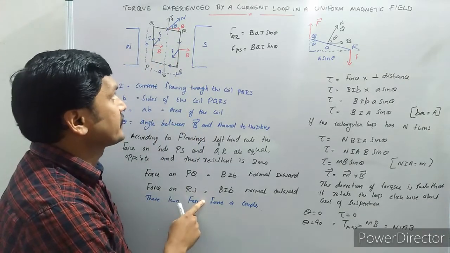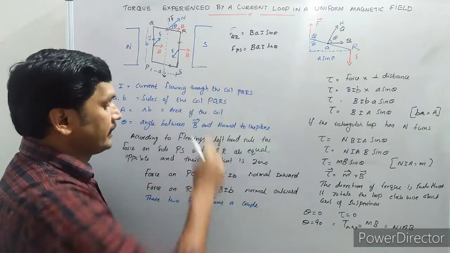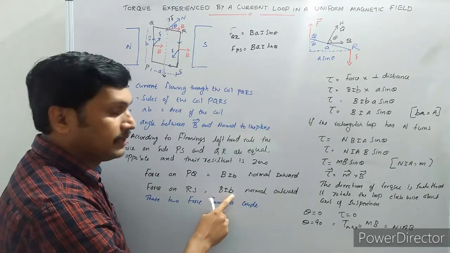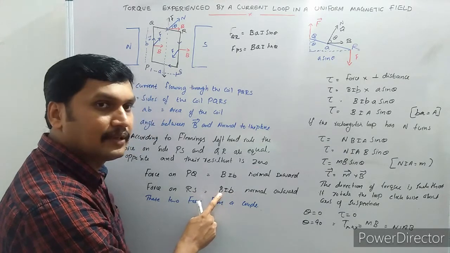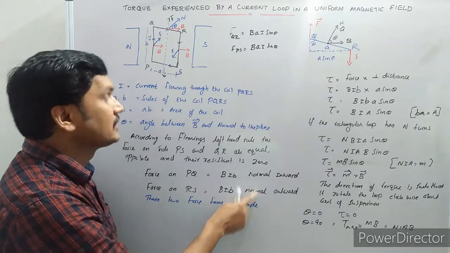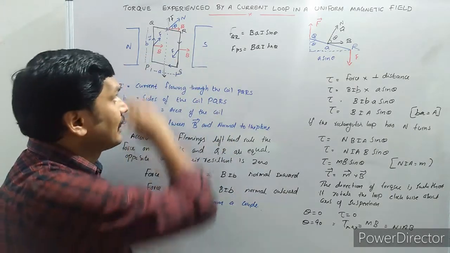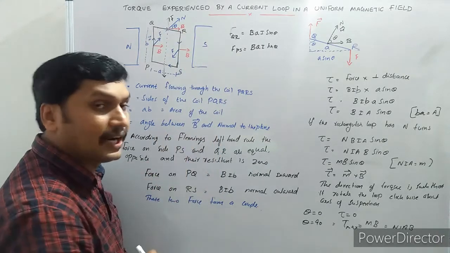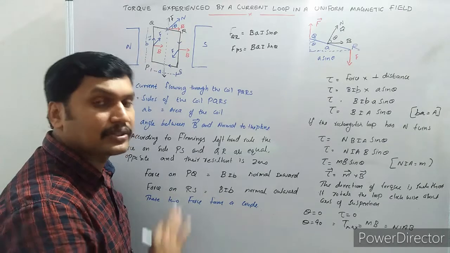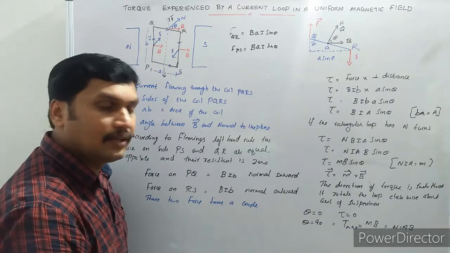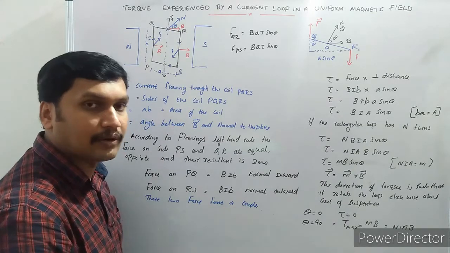And the force on RS. The magnetic field strength is B, the current is I, and the length is b. The same length, same current and same magnetic field, but the direction is opposite. That is normal and outward. But you see, the lines of action of these two forces are different. Even though the magnitude is the same, they do not cancel each other because the line of action is different. And so these two forces form a couple which produces a torque.